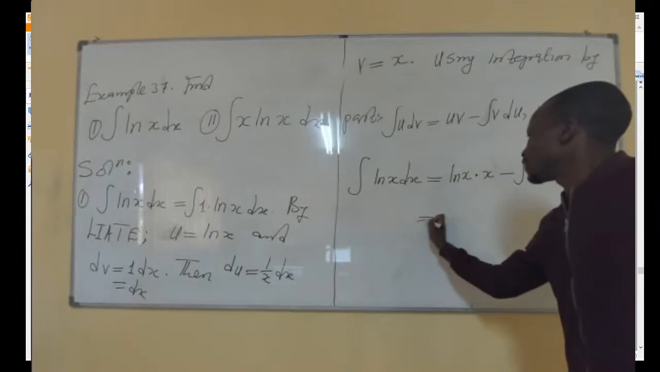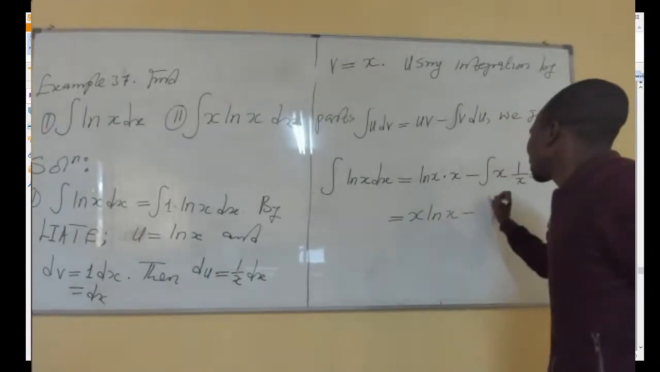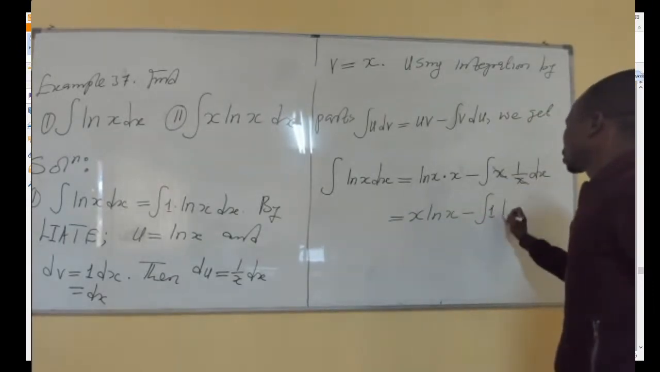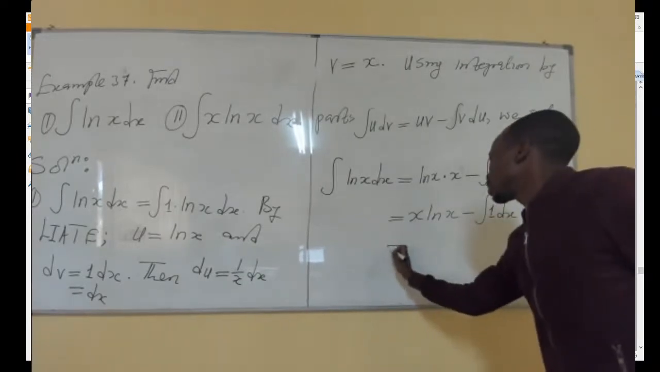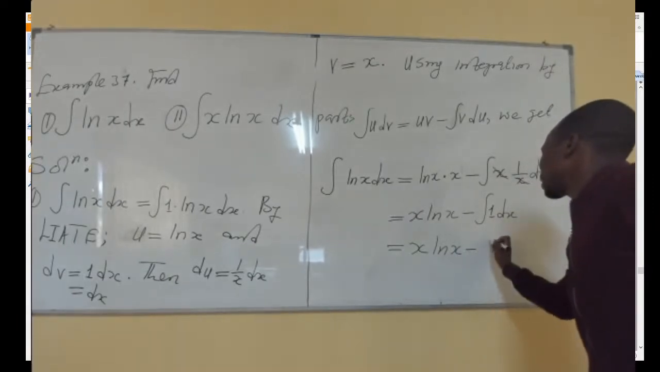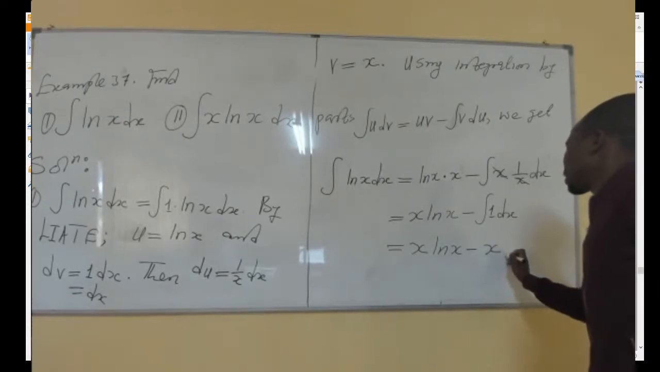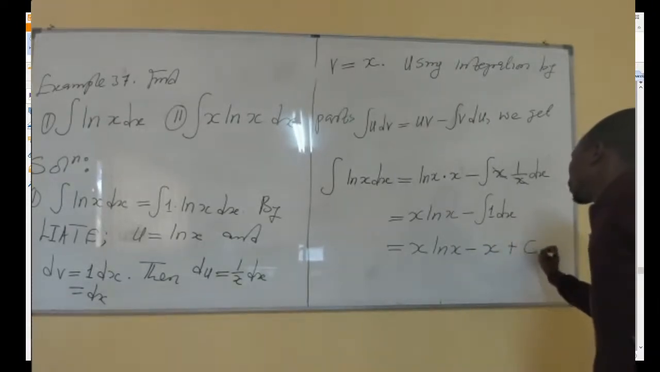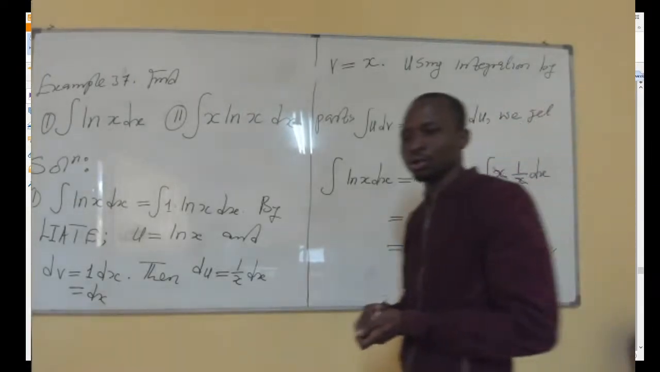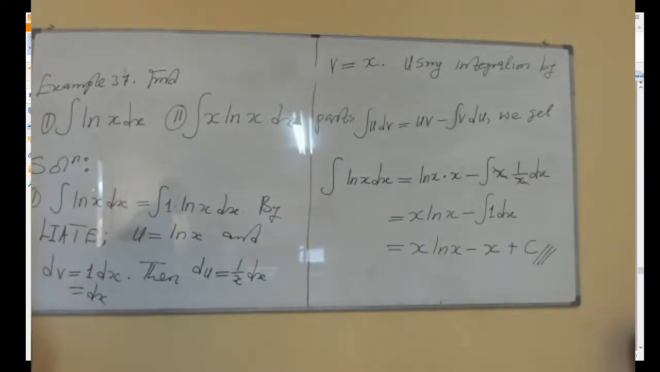Then we can rewrite this as x ln of x minus the integral. Now x and x will cancel, so it will be 1 dx, which gives us x times the ln of x minus, now the integral of 1 with respect to x is x plus c, which is the constant of integration. So you are done with your solving. That's the end of your solving.